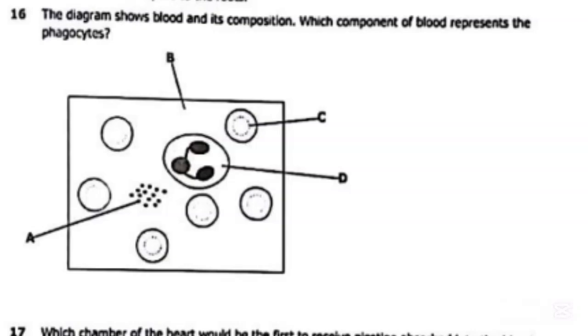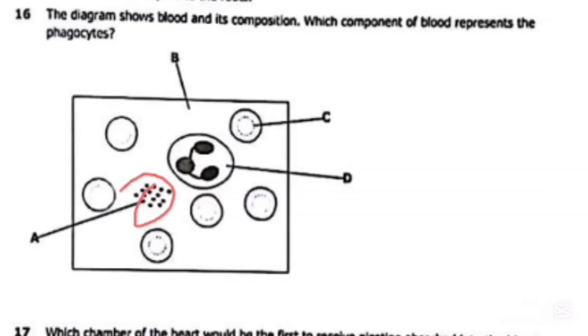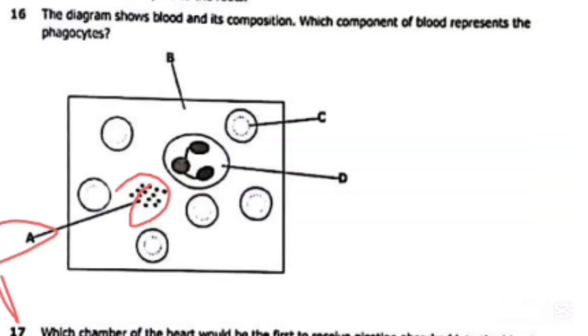So if we identify, we'll start with A. So A is representing tiny dots which you can see here. These tiny dots here are what are known as platelets. So we represent them with P. So A represents the platelets, which is P. The platelets are responsible for what? For blood clotting. Whenever you injure yourself, for blood to stop, the platelets are the ones which are involved.